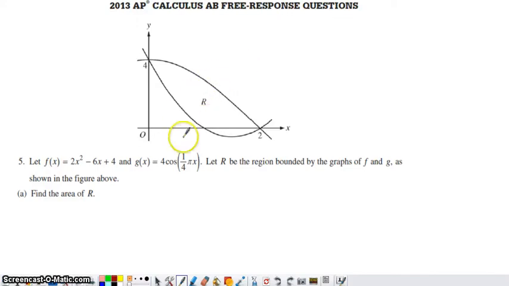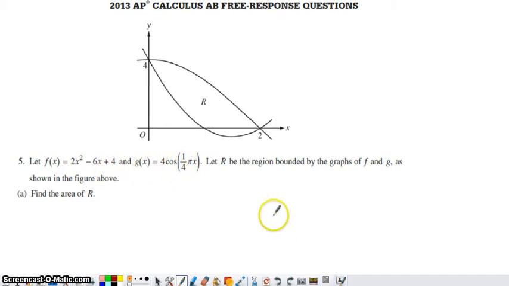So this will be problem number 5, part A from the 2013 AP Calc AB exam. It's a no calculator question, and they give us this graph, and they tell us that f of x is defined by this parabola, and that g of x is defined to be this cosine function.